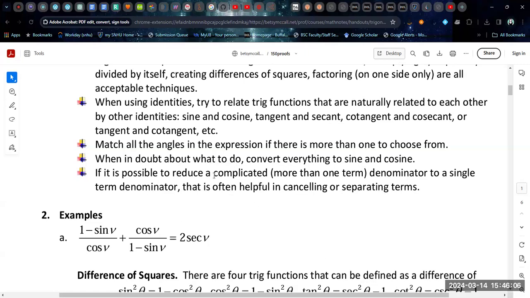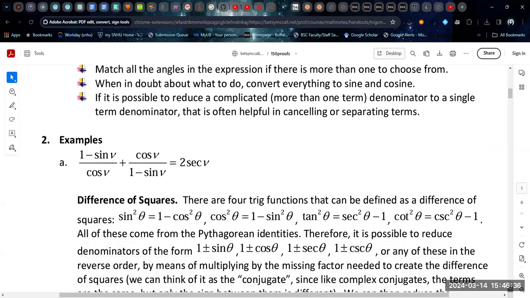When in doubt about what to do, particularly if you have more than two different kinds of trig functions in the expression, convert everything to sine and cosine. And if it's possible to reduce a complicated expression or more than one term on one side to a single term denominator, that is often helpful in canceling or separating terms. Now, after thinking about some of these general strategies, let's go ahead and look at some specific examples.